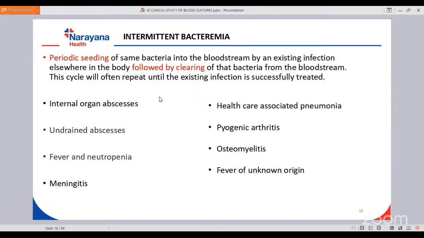Coming to intermittent bacteremia. There are certain conditions in which there is a flush of these bacteria into the bloodstream, and then there is a period where there is no bacteria in the bloodstream. So it's intermittent. There is periodic seeding. When does this happen? If you have an internal organ abscess, fever and neutropenia, meningitis, healthcare associated pneumonia, osteomyelitis, pyogenic arthritis, and fever of unknown origin.